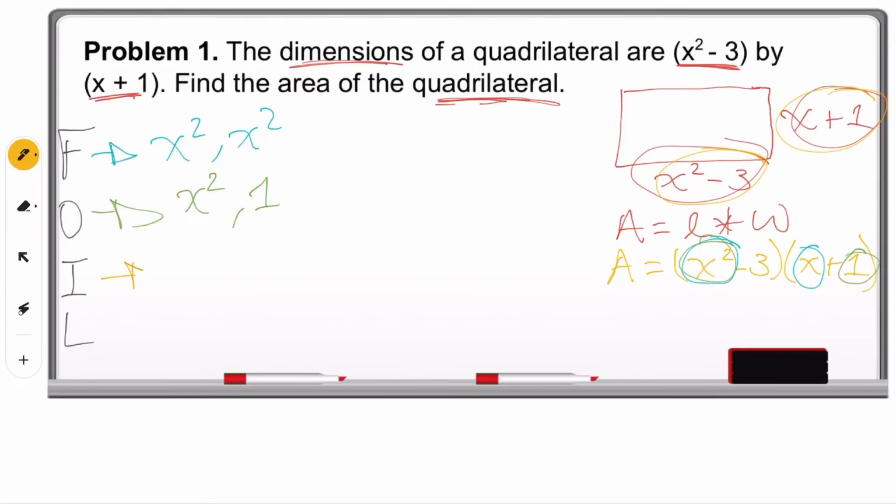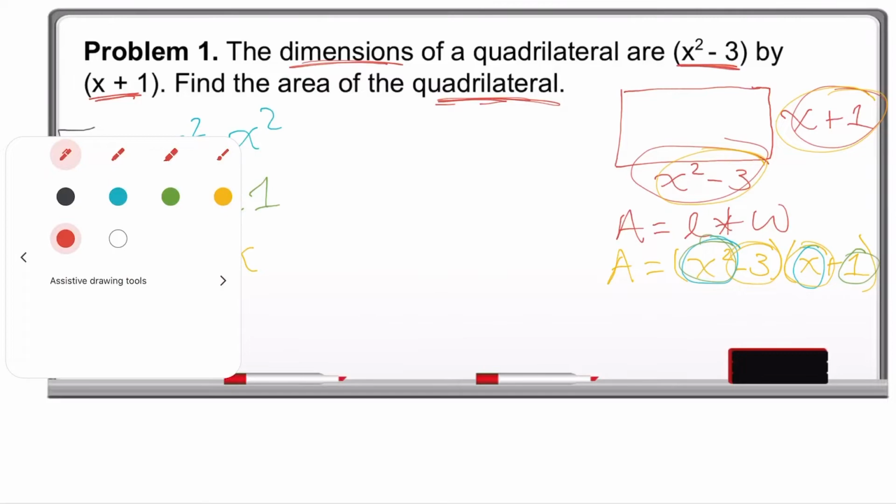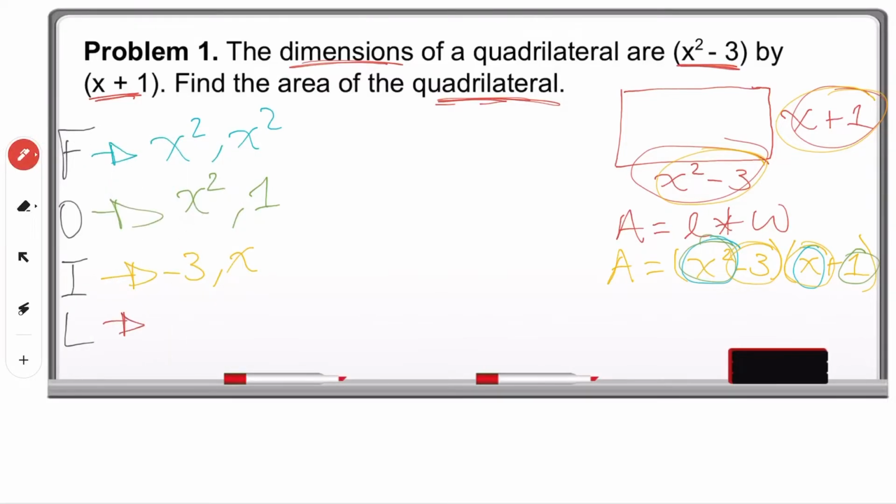Then we have our inner terms, our inside terms. We have negative 3 and positive x. They are inside terms because they're closest to the inside parentheses. And last but not least, we have our last terms, which are negative 3 and positive 1 because they're the last terms within each binomial.